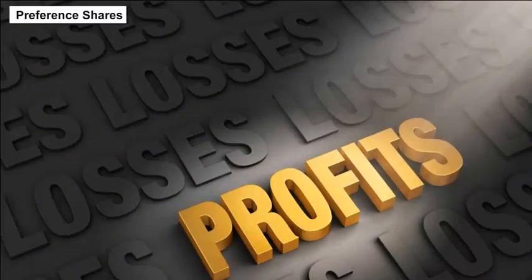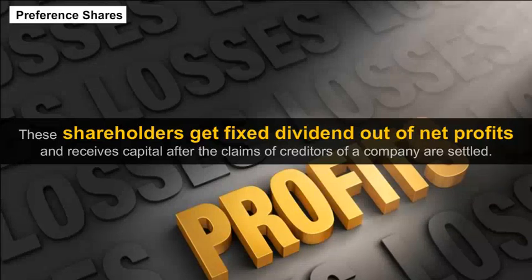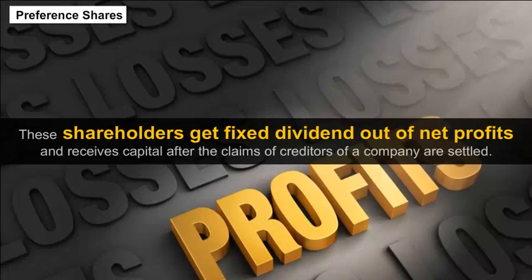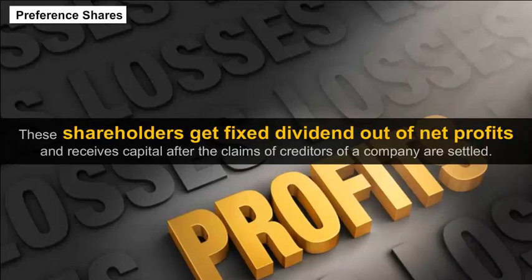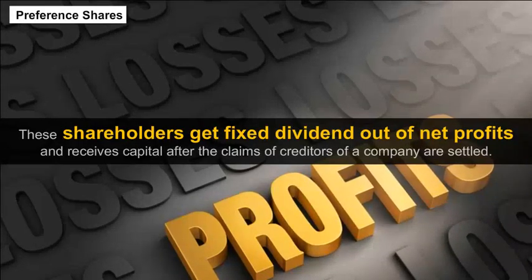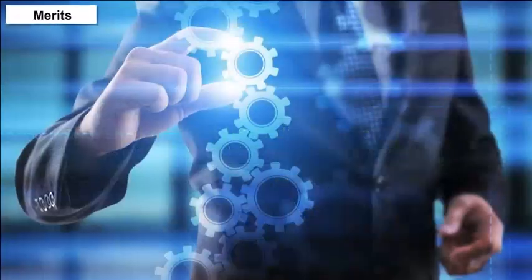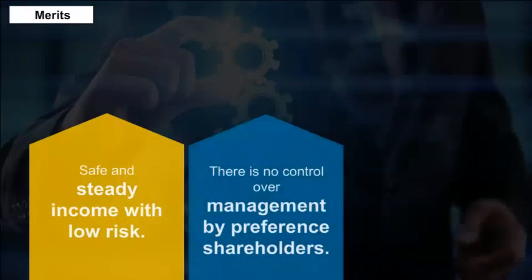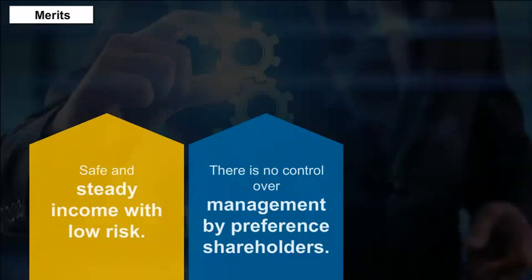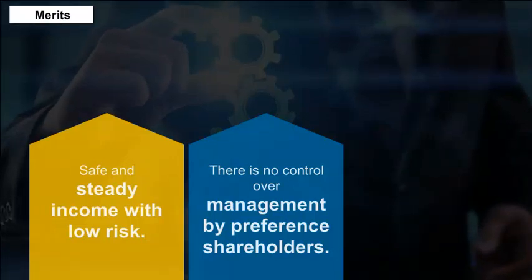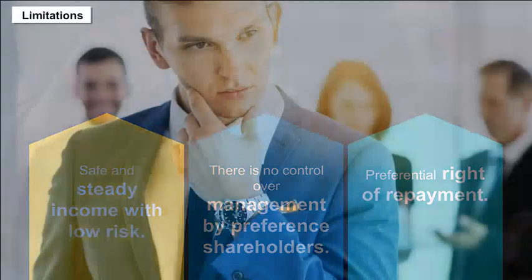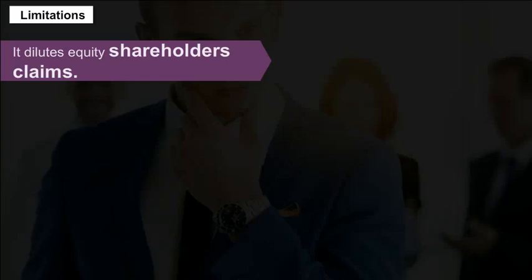Preference shares. These shareholders get a fixed dividend out of net profits and receive capital after the claims of creditors of a company are settled. Merits: safe and steady income with low risk. There is no control over management by preference shareholders. Preferential right of repayment.